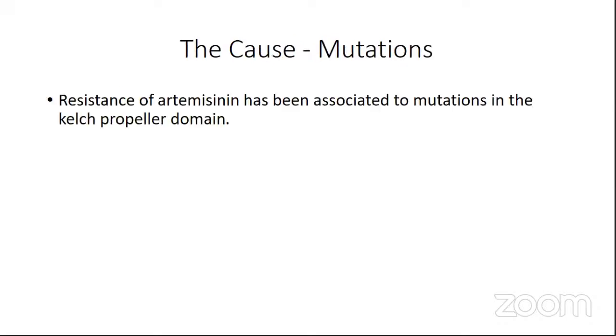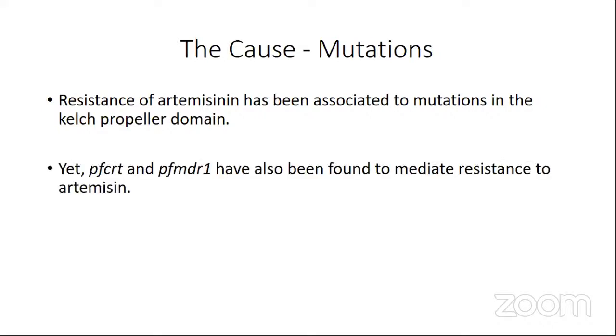The cause, mutations. In 2014, reports established that resistance to artemisinin is due to the Kelch propeller domain of the parasites. However, of importance to this study are the PFCRT and then PFMDR1. So alleles of the Plasmodium falciparum chloroquine resistance transporter gene, which is the PFCRT, have been associated with chloroquine resistance in Plasmodium falciparum. And then the Plasmodium falciparum multidrug resistance, that's the PFMDR1 gene, is also associated with both chloroquine and amodiaquine resistance.